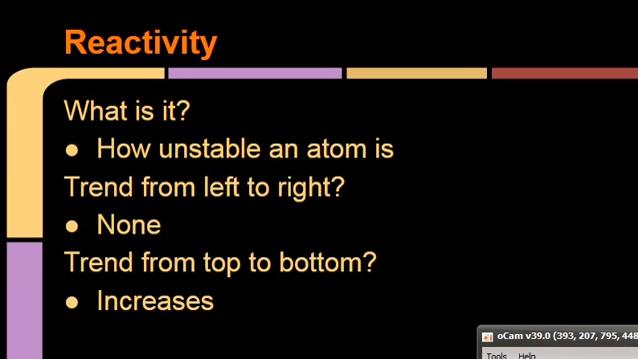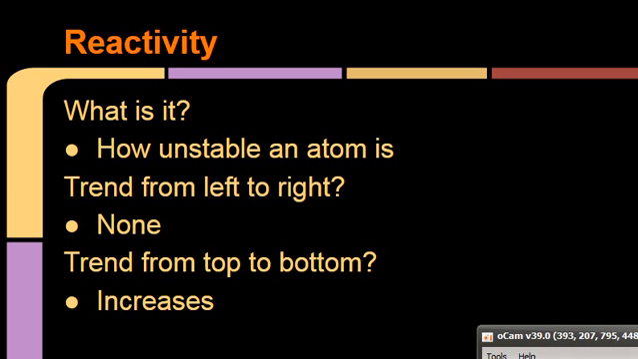So our very last trend is reactivity. And reactivity is how unstable an atom is, or how reactive it is. And as you move from left to right across the periodic table, there really is no trend in reactivity. So it really depends on what group you're in. So we're not going with a trend for left to right.